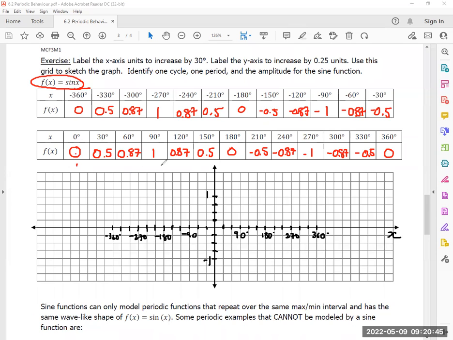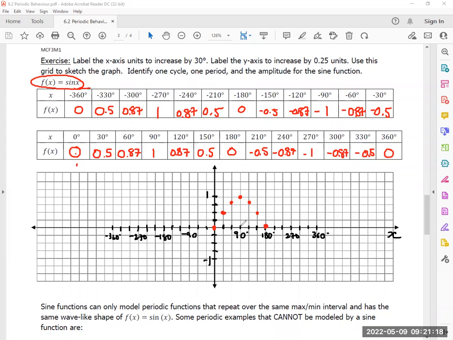Okay, let's start from the second chart. 0 degrees, 0. 30 degrees, 0.5. 60 degrees, 0.87. So it's going to be somewhere here. And then 90 degrees, and then back to 0.87, and then 0.5, and then 0 degrees. Looks a little bit like a parabola on this graph, but it's not.